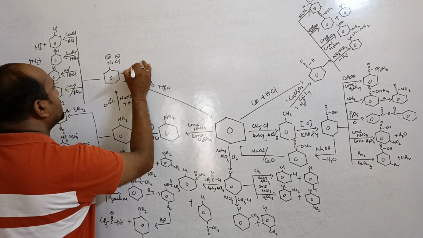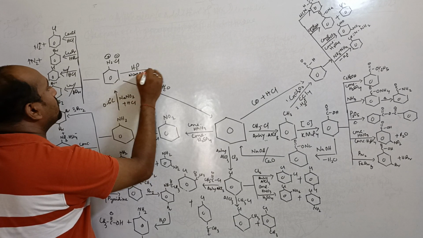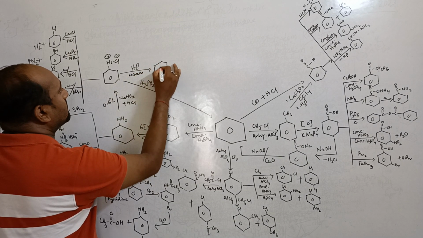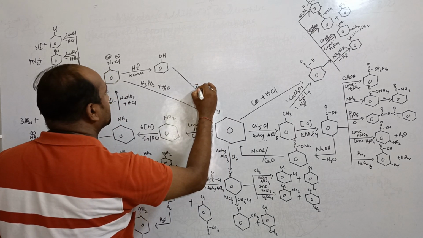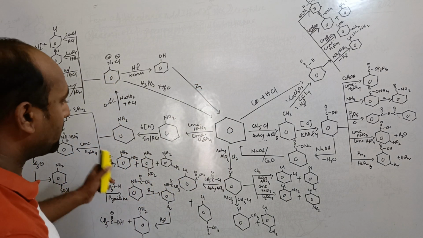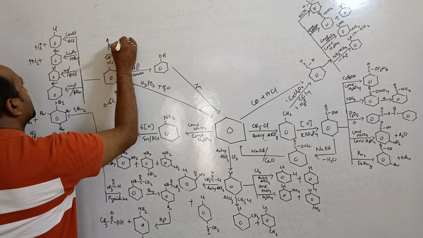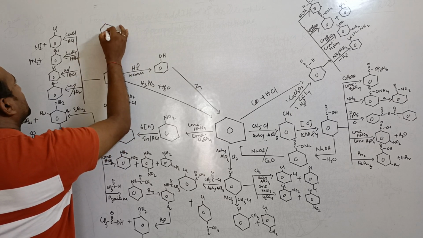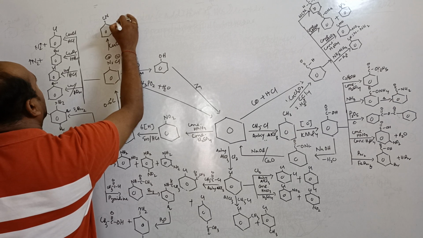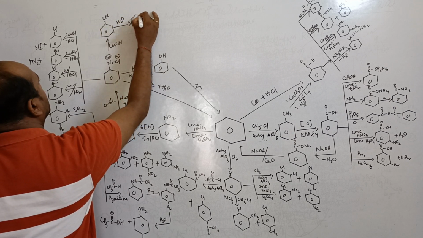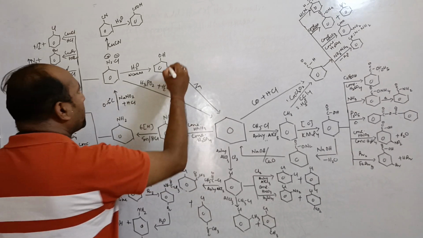Again, benzene diazonium chloride is treated with water and warmed to form phenol. Phenol again is treated with zinc dust to form benzene. All aromatic compound conversions, you can do. Again benzene diazonium chloride is treated with CuCN to form phenyl cyanide. Again phenyl cyanide undergoes complete hydrolysis to form benzoic acid. Okay.